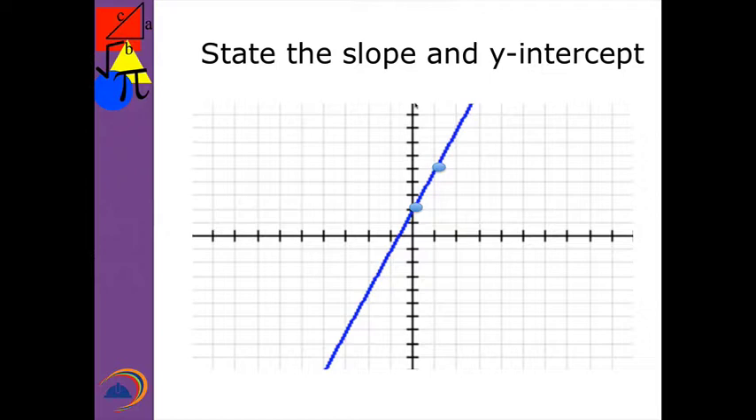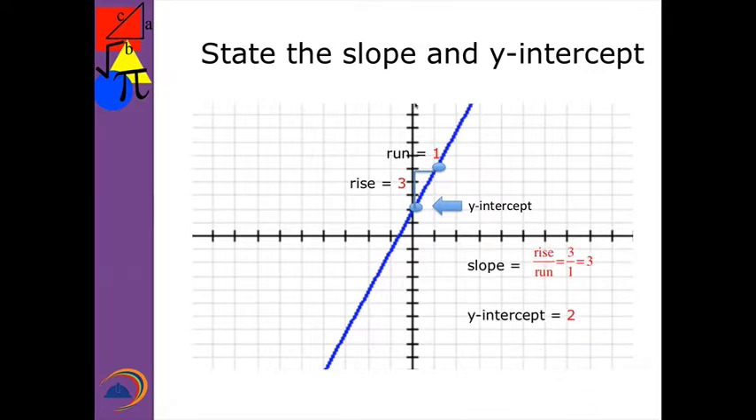So I picked the point (0, 2), and I picked the point (1, 5). So there are my 2 points. All right, I'm going to find the rise over the run. So the rise is 3 and the run is 1. So that gives me my slope, and there's my y-intercept. It's where it hits the y-axis.